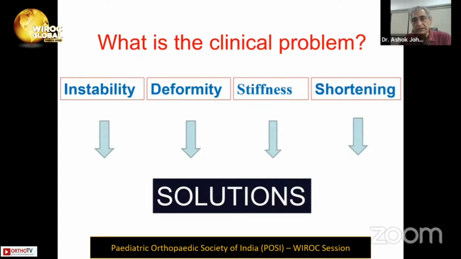So when we look at this classification or other classifications, and when we are faced with a case which has sequelae of a septic arthritis of the hip, the question we ask ourselves is, what is the clinical problem? What does this patient want? What is his problem? So it may be instability, as for example in group 2. It may be deformity in group 1 and group 4. It could be stiffness, again, group 1 and group 4, and shortening wherever there is loss of head or there's a growth arrest or avascular necrosis, you can get shortening. Shortening is common to all the groups, and all these problems need a solution.